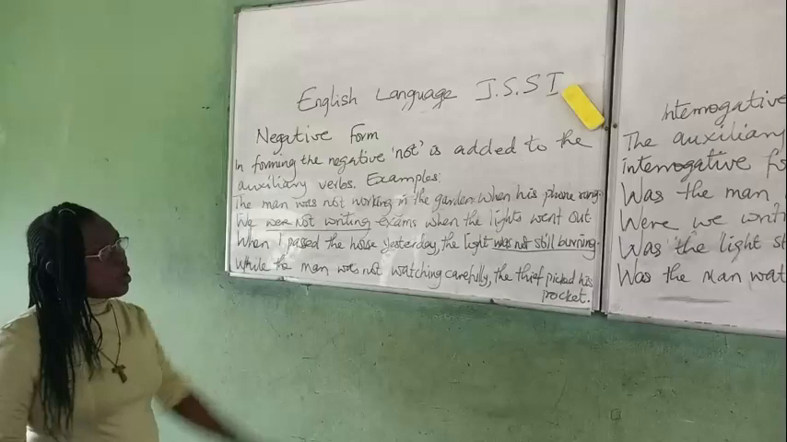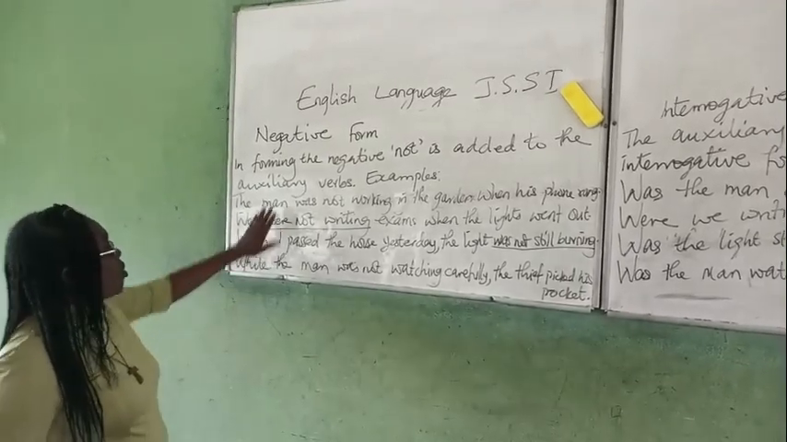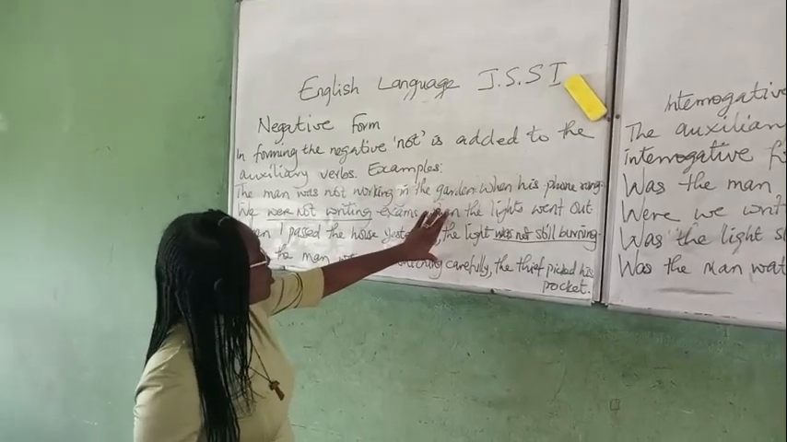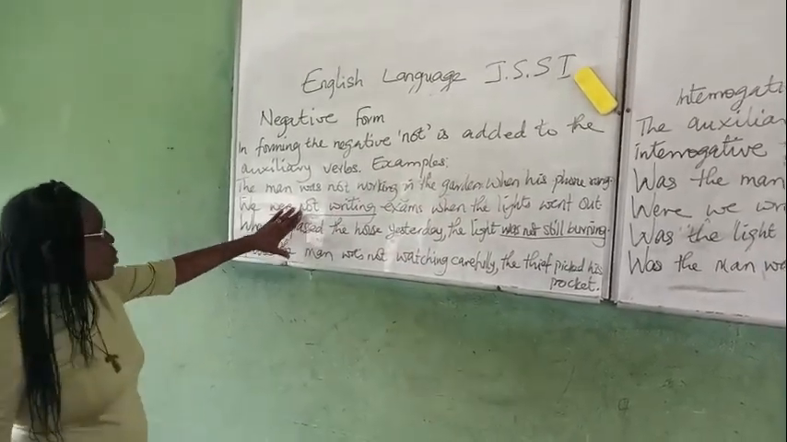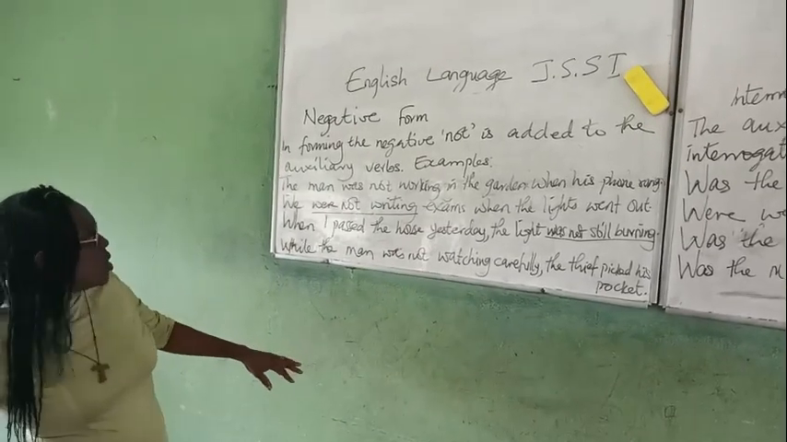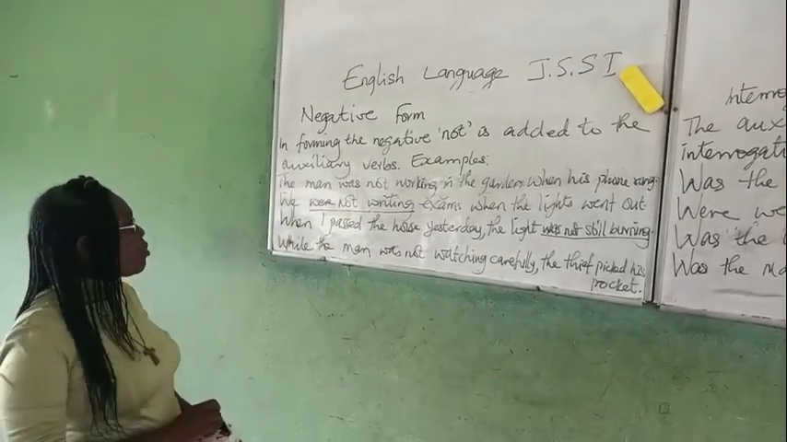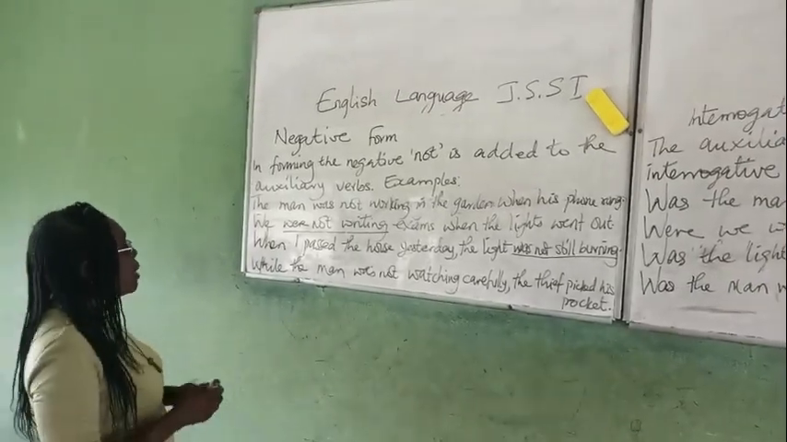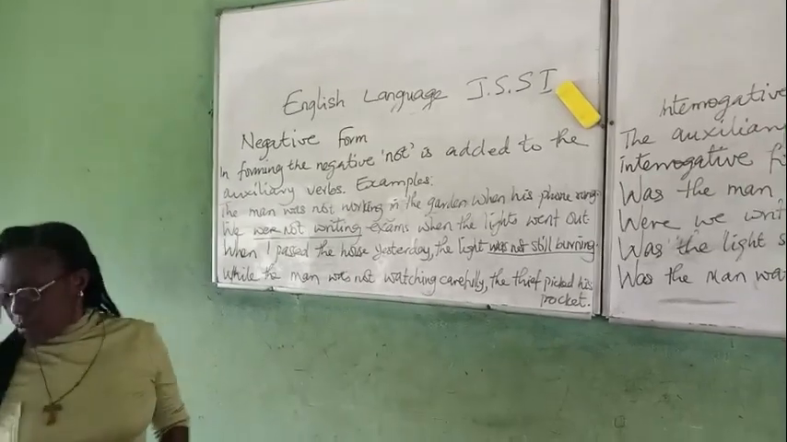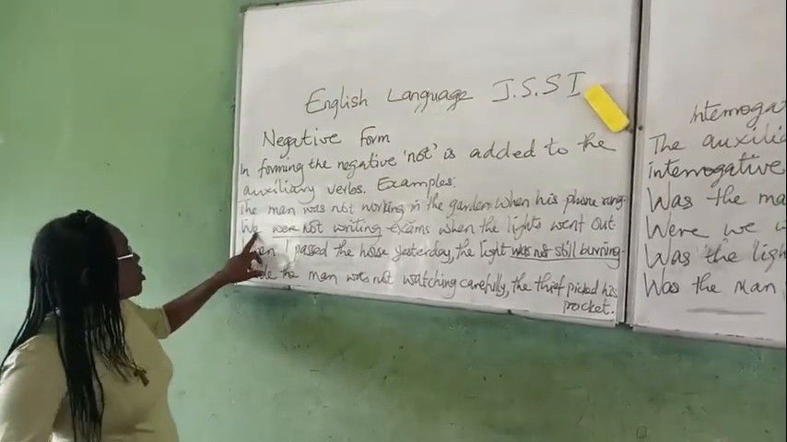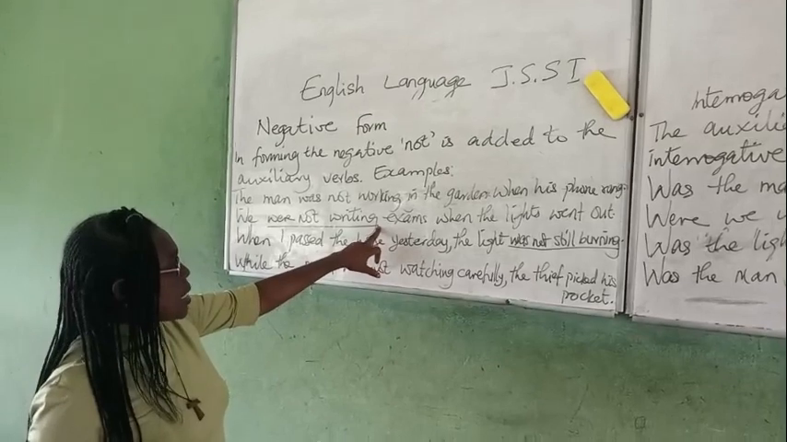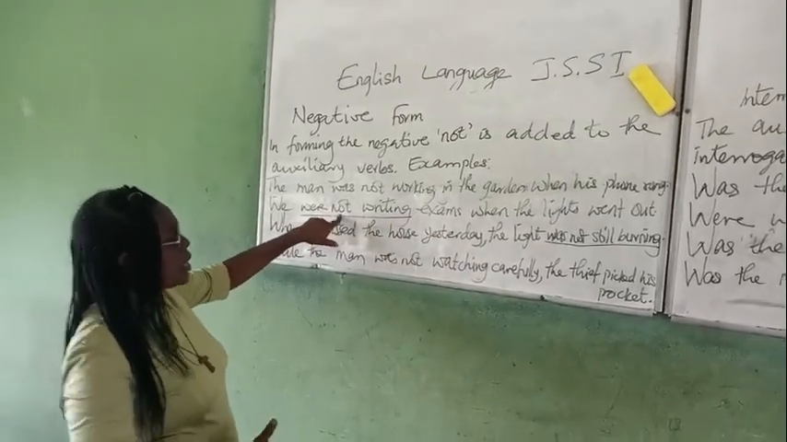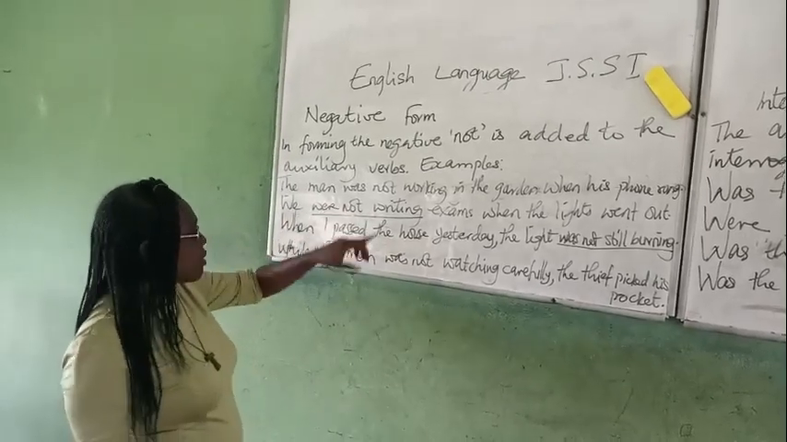The negative form of the past continuous tense. What we need is just to add "not" to the auxiliary verb to complete the negative. So if you look at these examples, you see what I mean. The man was not walking in the garden. Compare it with the first one: the man was walking in the garden. Then here, we were not writing exams when the lights went out. "We were not" gives the opposite or negative form of "we were writing."